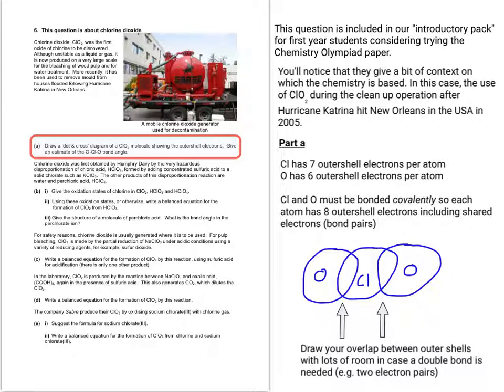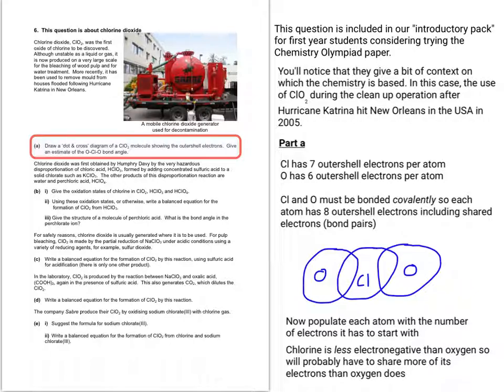So a good idea to start off with is to draw your overlap between the outer shells with lots of room in case a double bond is needed, which in other words will need 2 electron pairs, 4 electrons in total. So the next thing to do is to populate each atom with the number of electrons it has to start with. In other words, 6 for oxygen, 7 for chlorine.